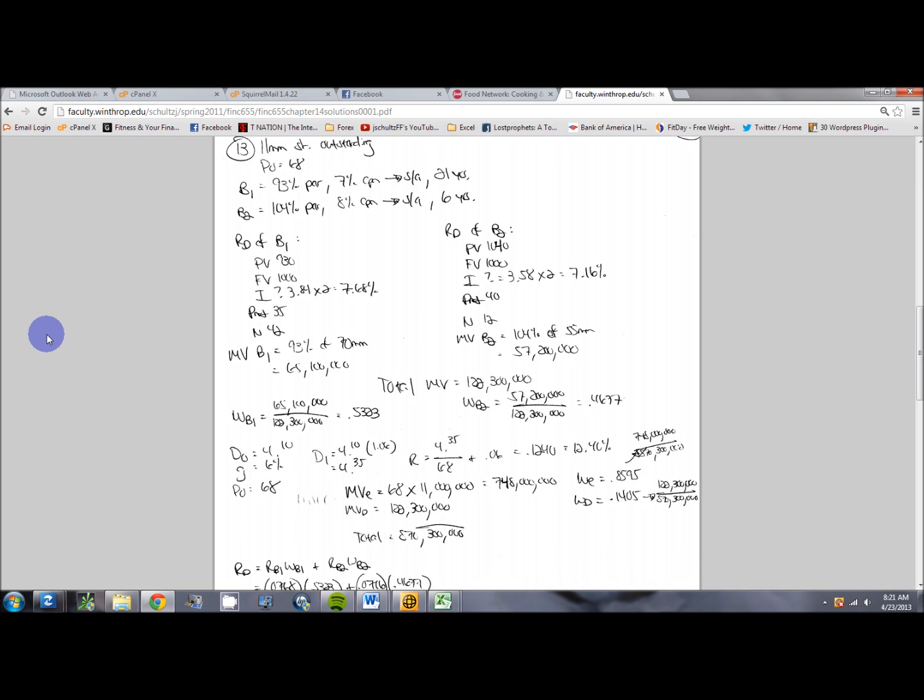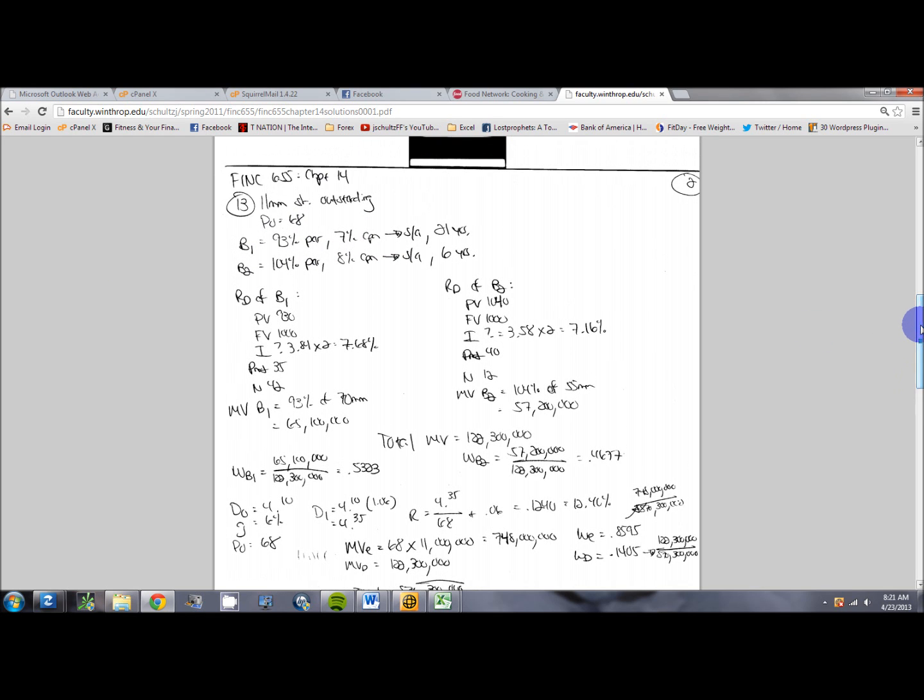So in number 13, let's scroll up a little bit. Here's all the information you are given in the problem. I'm not going to recite that, so we just write all that down. And obviously, there's 93% of par, 104% of par. This all tells you how to get to the bond's price, the bond's value, which will come into play in a minute, but I just wanted to point that out.